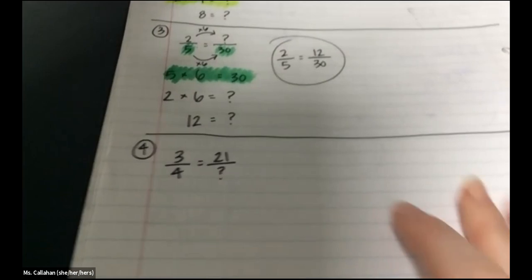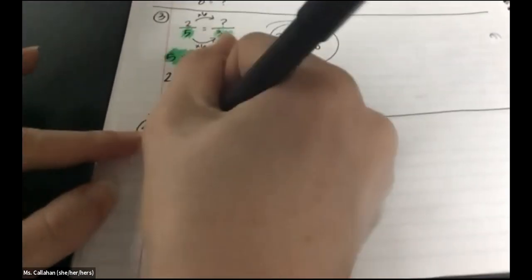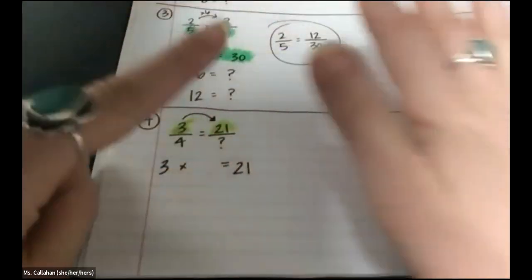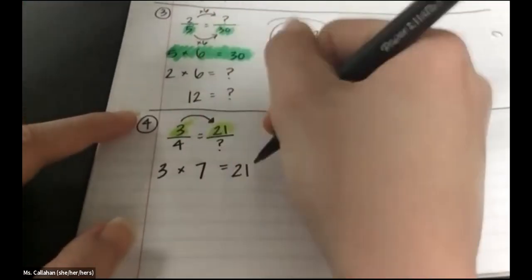Okay. Now, we know both of our numerators, 3 and 21. Okay. So we need to figure out, how did 3 get to 21? What did we multiply 3 by to get to 21? So 3 times something equals 21. Well, if I think about it, I can just skip count by 3s until I hit 21 to figure it out. So 3, 6, 9, 12, 15, 18, 21. So my answer is 7. So 3 times 7 equals 21.